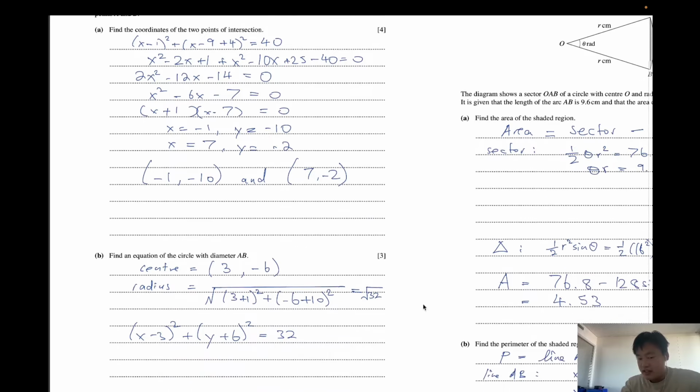And then obviously once we have the center and the radius, it's just going to be what? X minus 3 squared plus y minus -6 squared equals radius squared, which is 32. That's just the general formula for an equation of a circle.